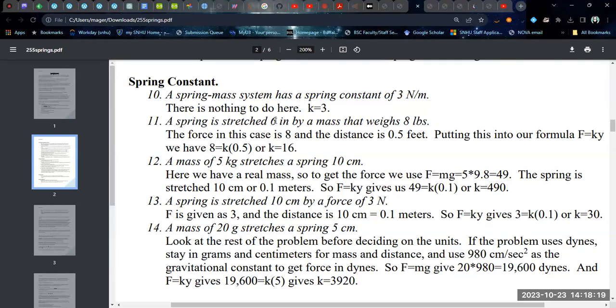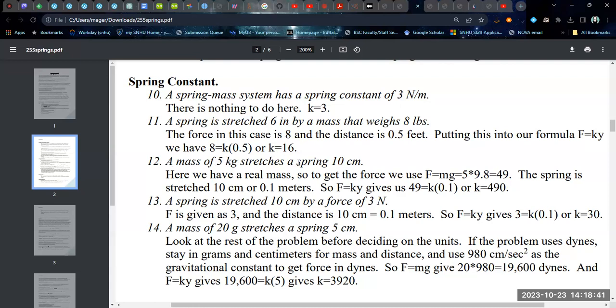A spring is stretched 6 inches by a mass that weighs 8 pounds. So 8 pounds is the force, and 6 inches is half a foot. So you put this into your spring Hooke's law formula, and you find k to be 16. That can go into your differential equation.